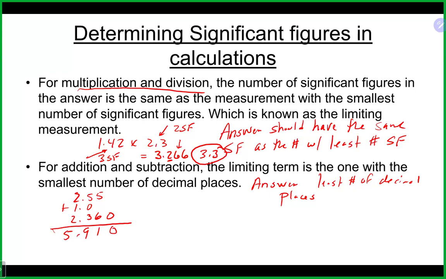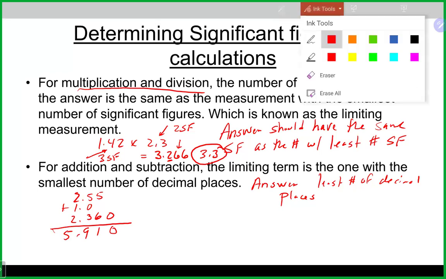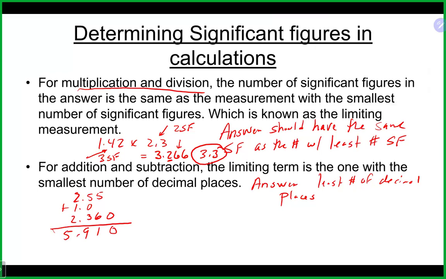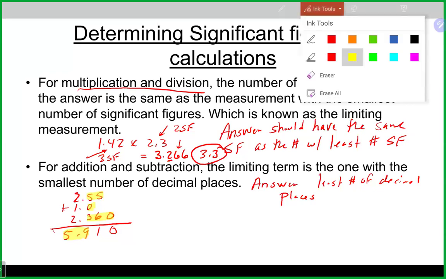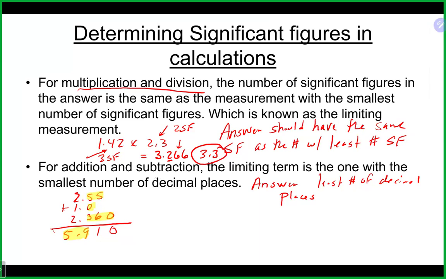So we do end up with this number here. Again, we are not looking at significant figures, but we are looking at decimal places. So this first number has 2 decimal places, 1 decimal place, and 3 decimal places. So the smallest number of decimal places is 1 decimal place. And that means our proper answer in this case should be 5.9.